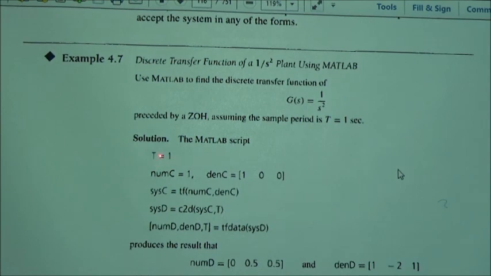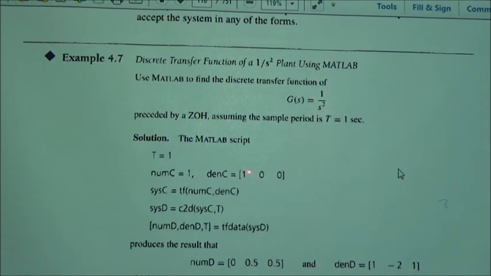Then we say T equals 1. The numerator of the plant system is 1, and the denominator is S cubed, which is 1, 0, 0. Remember, you have to put in the entire thing: S to the power of 2, S to the power of 1, S to the power of 0. Then you go to the transfer function command in the toolbox. You put in num of c and den of c. You come up with a Laplace transform representation of your system, 1 over S squared.